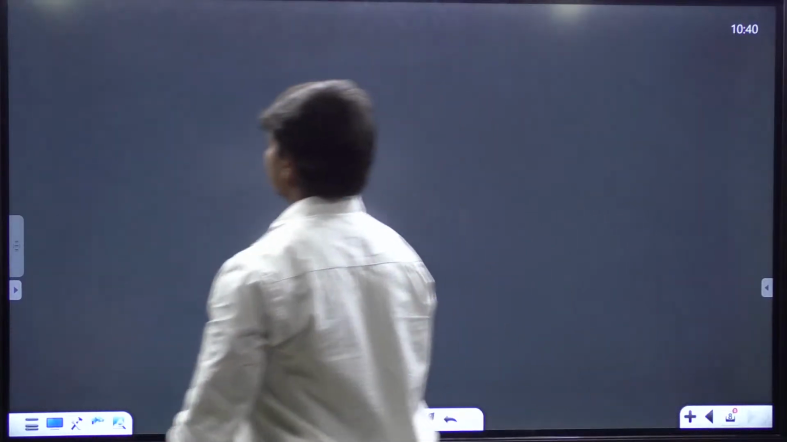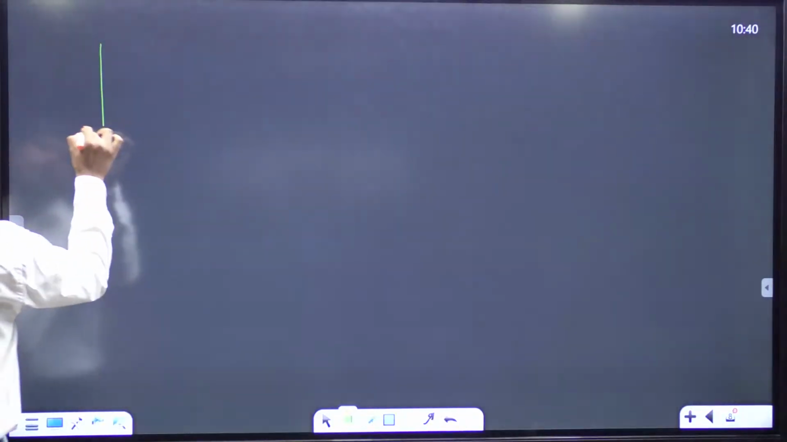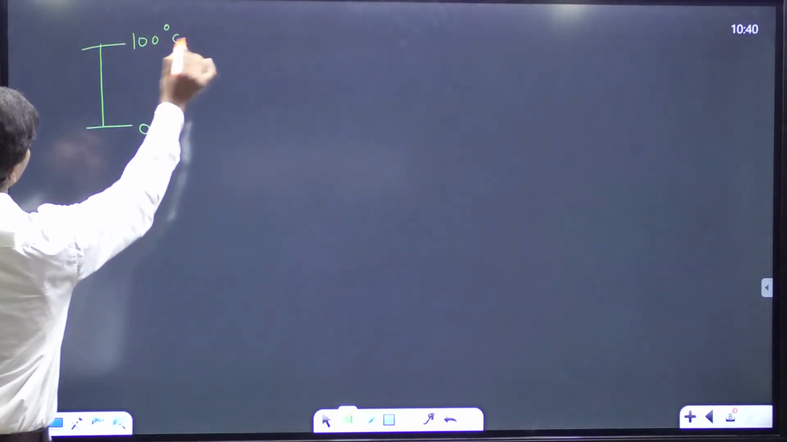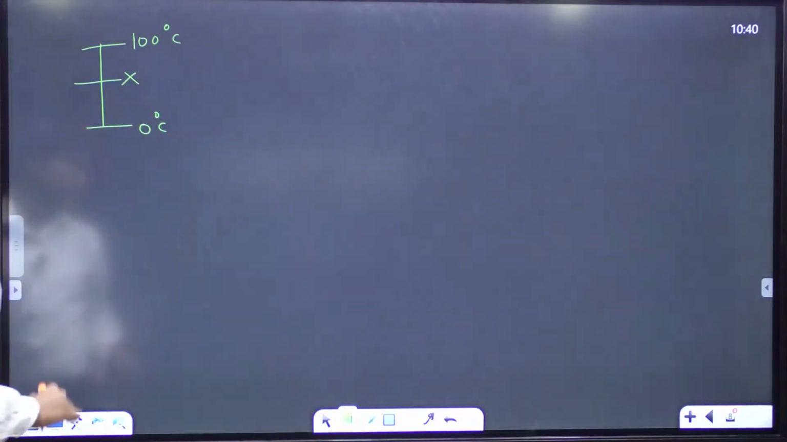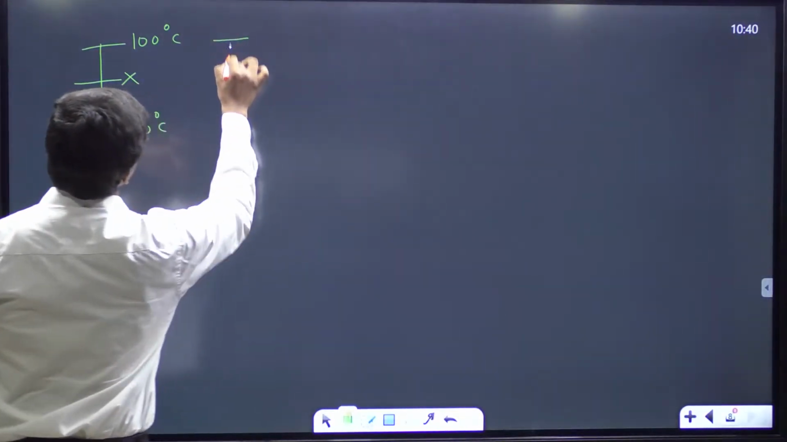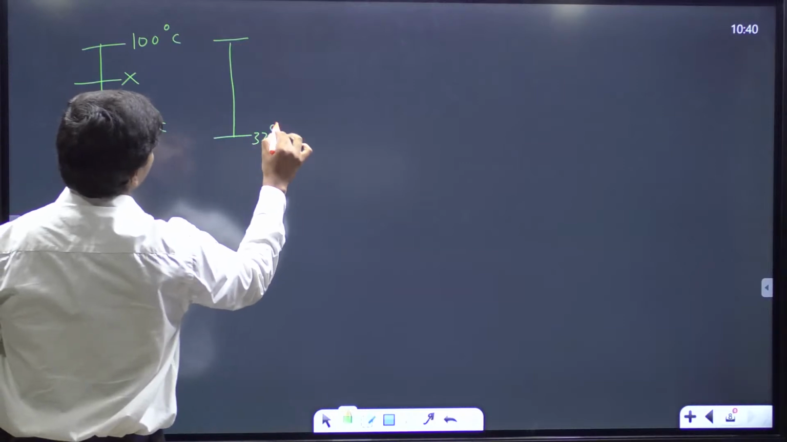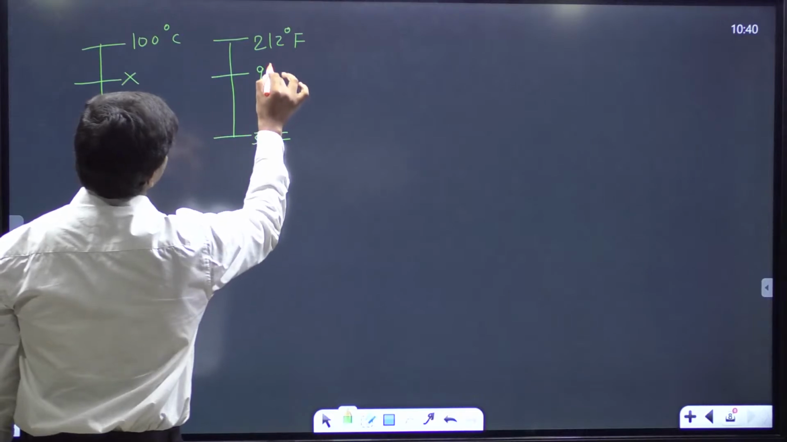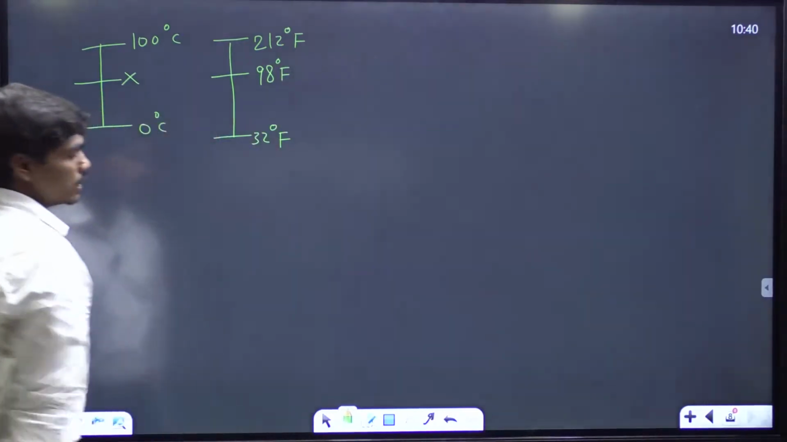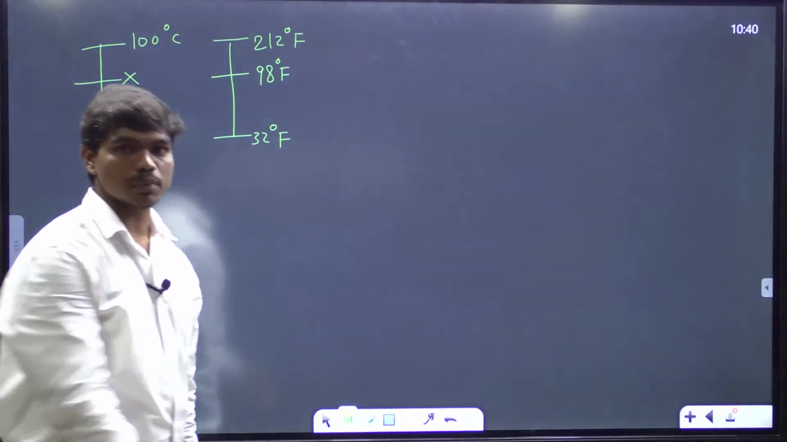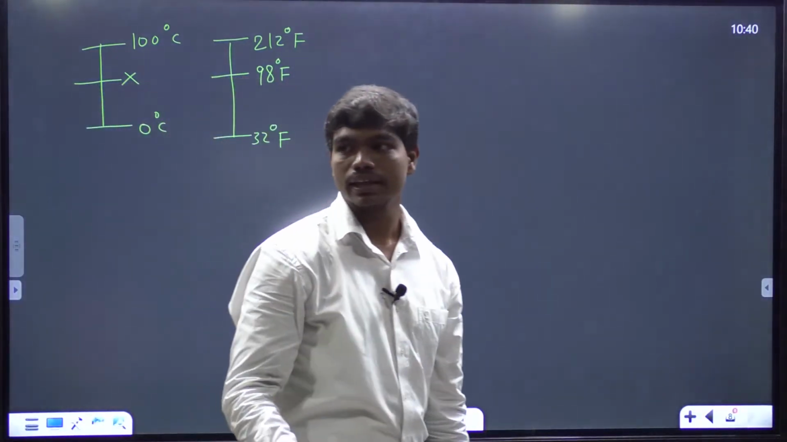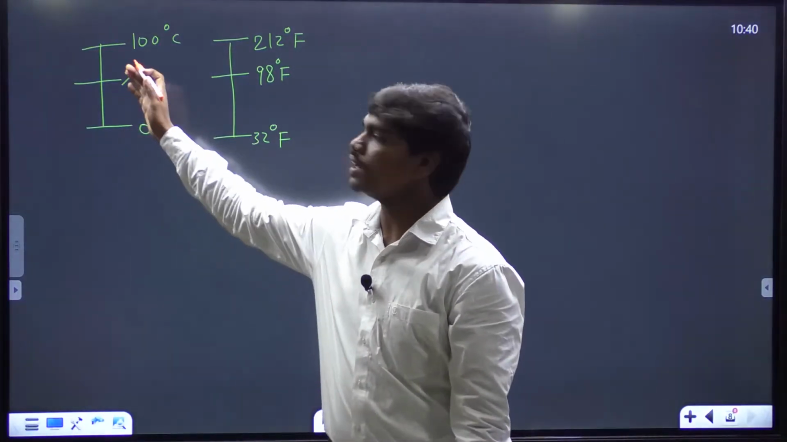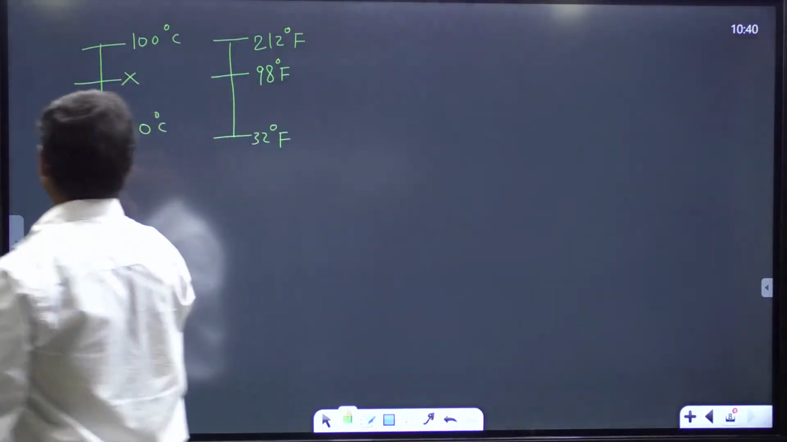Okay, let me draw the diagrams again so you can see things clearly. 0 degrees C, 100 degrees C, and you want to know what's the reading on this scale for a body whose temperature is given as 98 degrees Fahrenheit on the Fahrenheit scale. Means if a Fahrenheit scale reads the temperature of a body as 98 degrees Fahrenheit, then what's the reading of the temperature of the same body on the Celsius scale? This is the main thing. Correct?